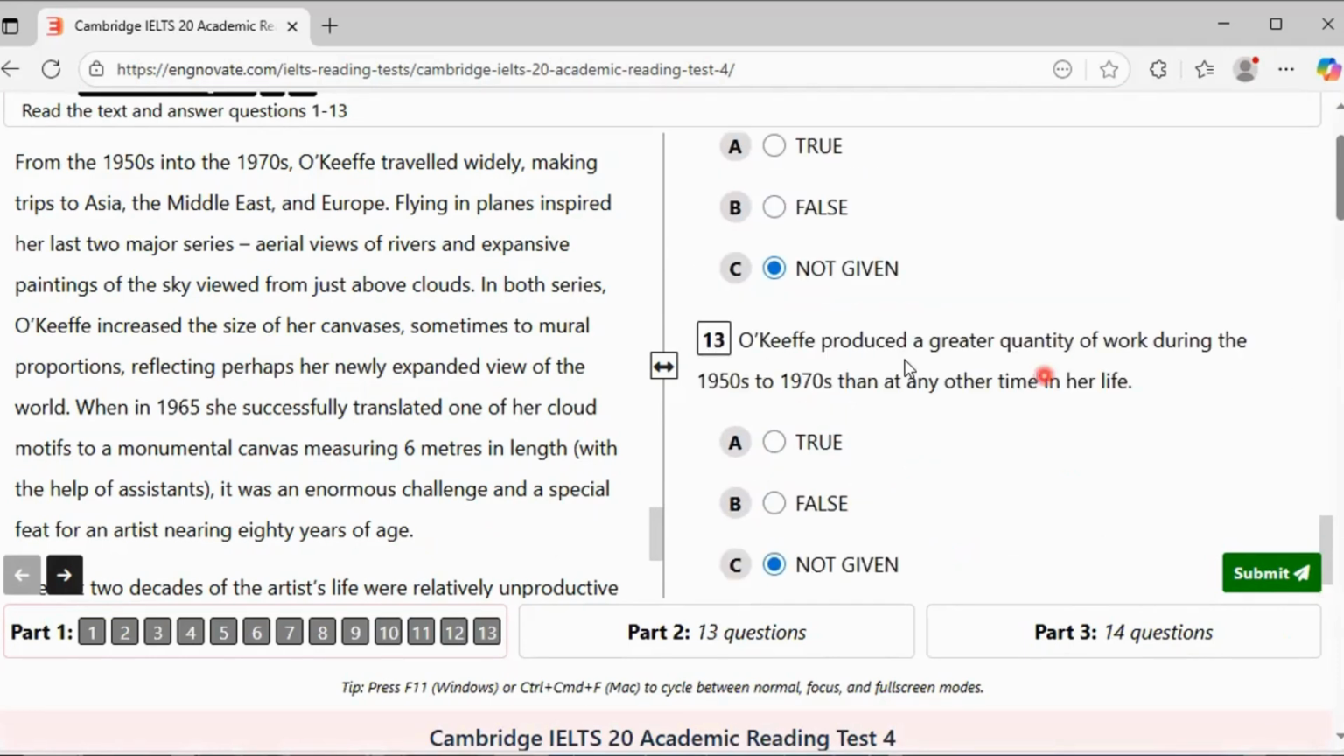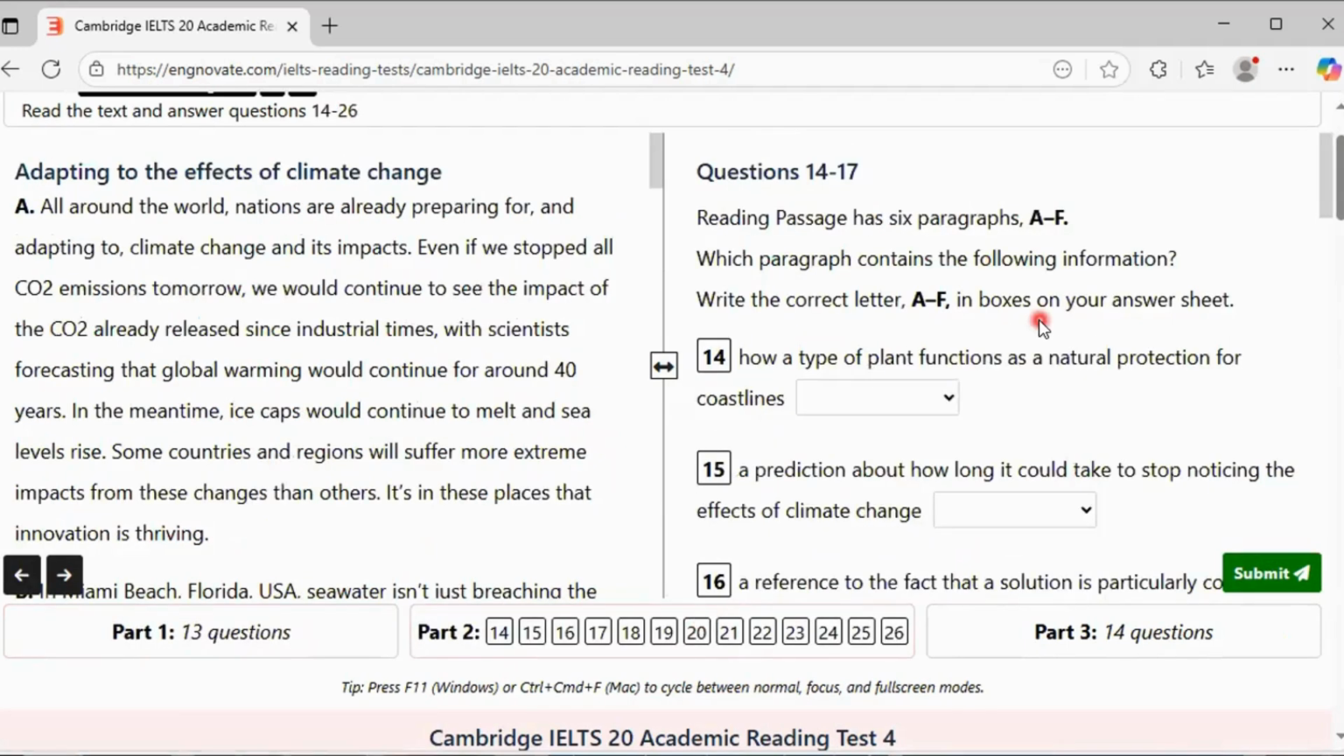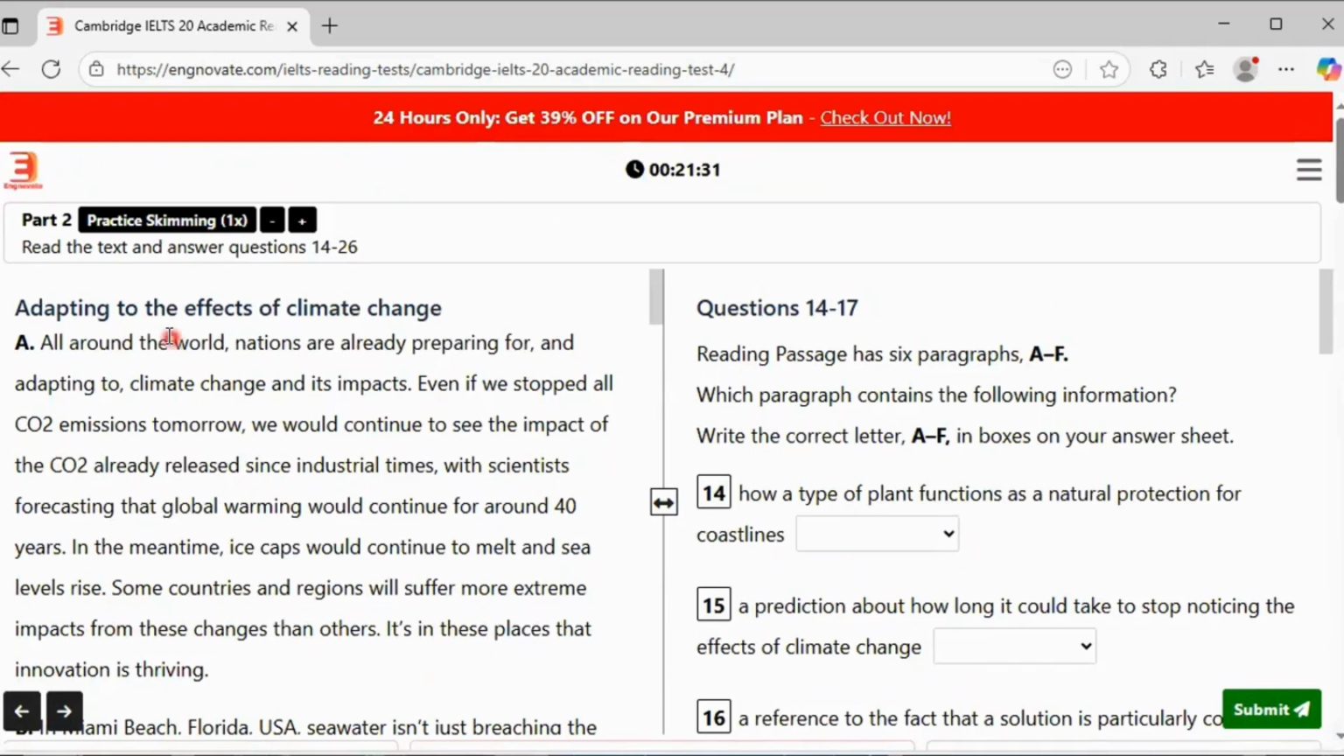Time is running. I've spent 20 minutes already. So let me go to part 2 now. Let's see part 2, Adapting to the effect of climate change.